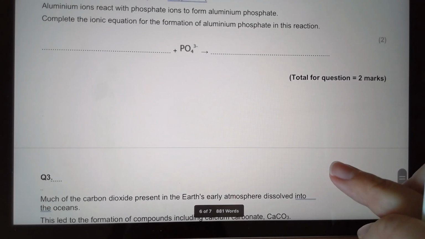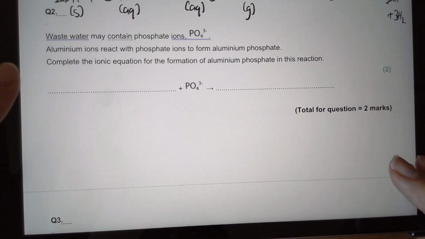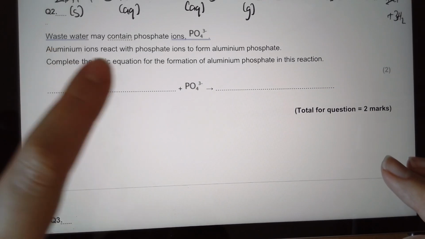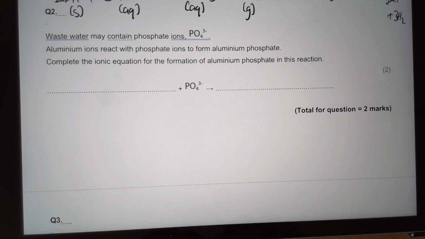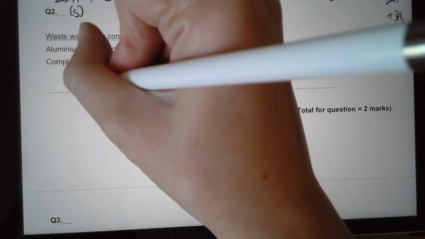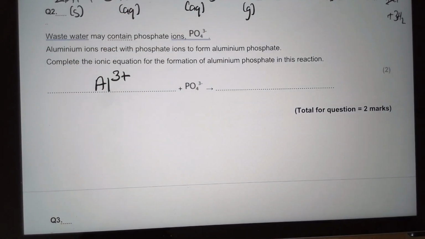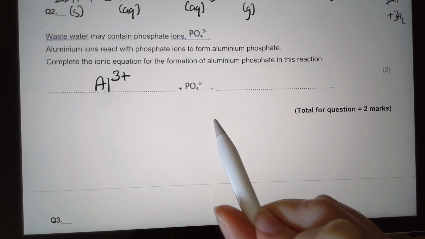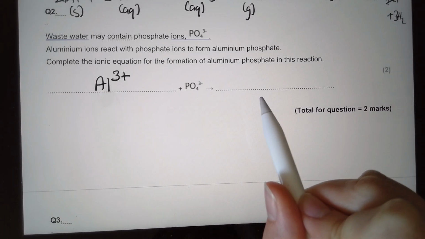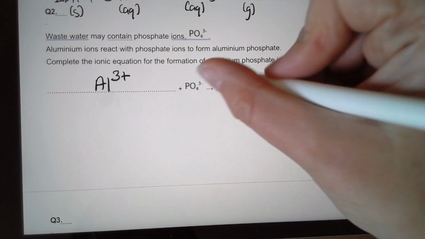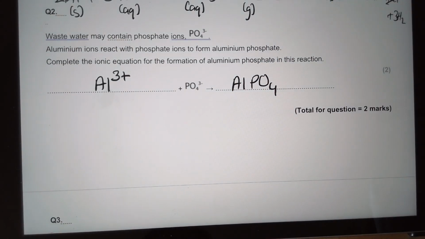The next one is easier. They haven't given you a full equation, but in words they'll tell you that an aluminium ion reacts with a phosphate ion to form aluminium phosphate. You need to show an aluminium ion, so it's going to be an aluminium with a charge. It's in group 3, so it's got a 3 plus charge. They've given you the phosphate ion, and then they just want you to write the formula of aluminium phosphate. 3 plus, 3 minus, the charges cancel, so aluminium phosphate is just AlPO4.